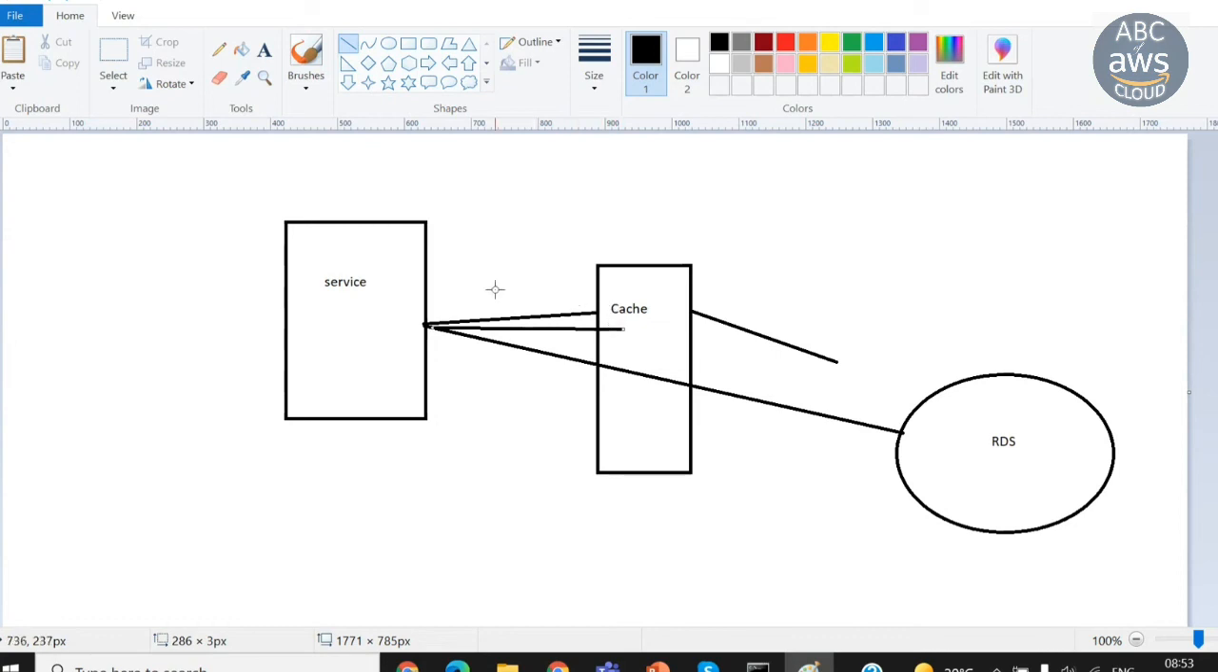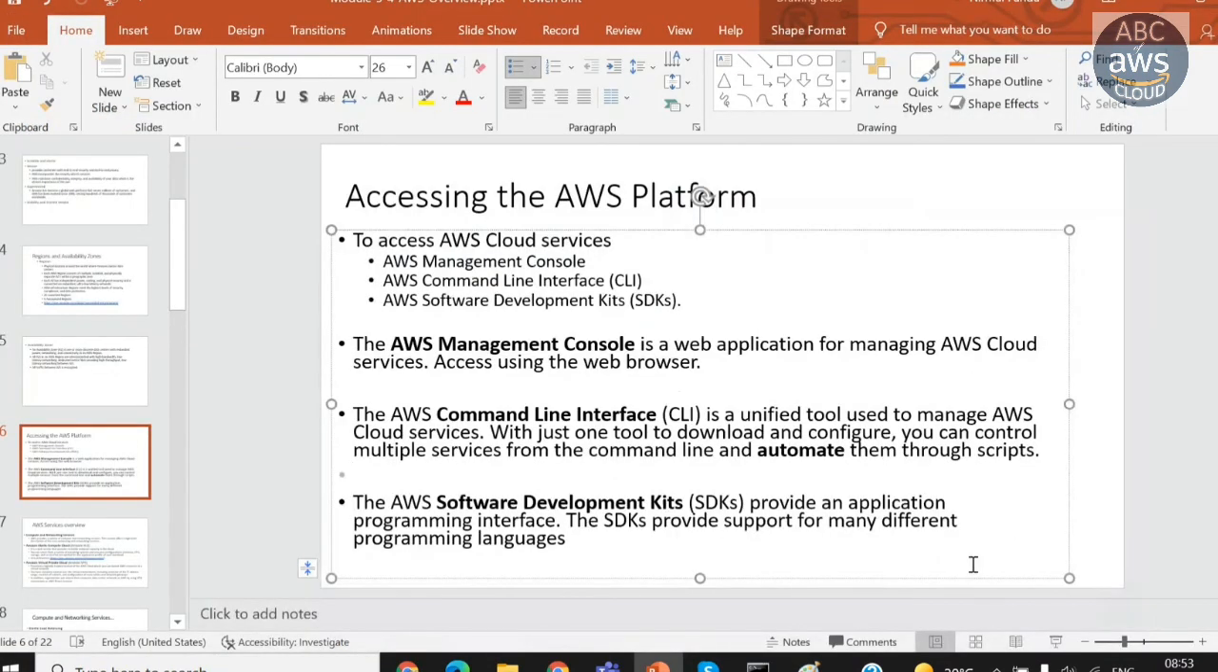So it is very similar to cache memory, you're saying? Yes, this is a cache memory and this will be very fast. Okay.